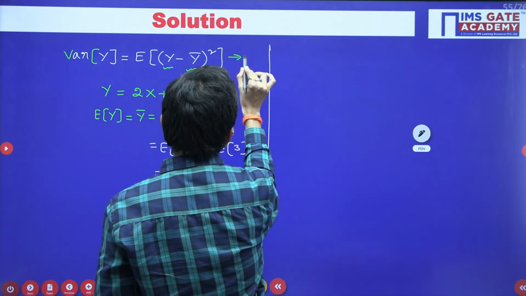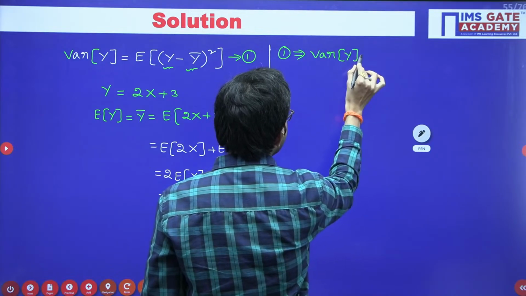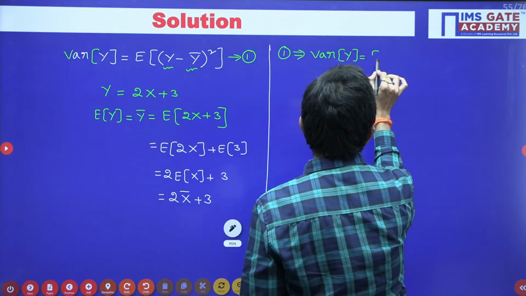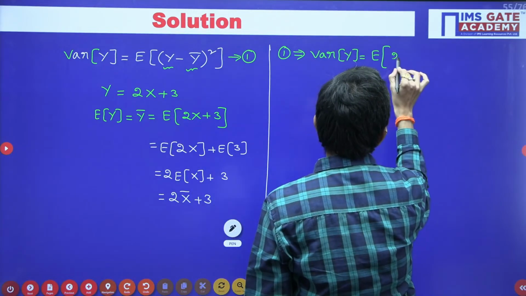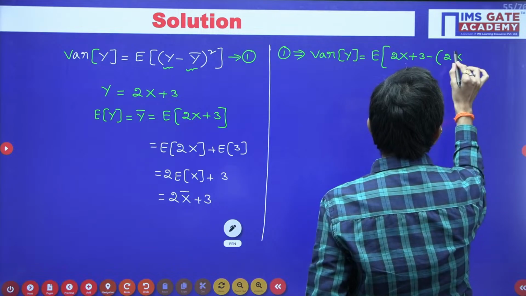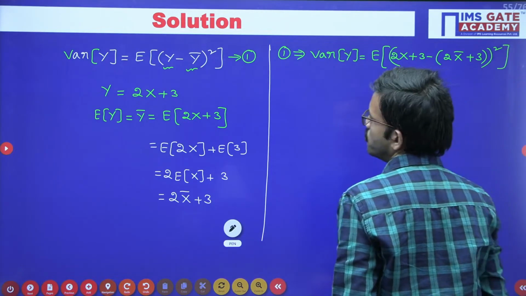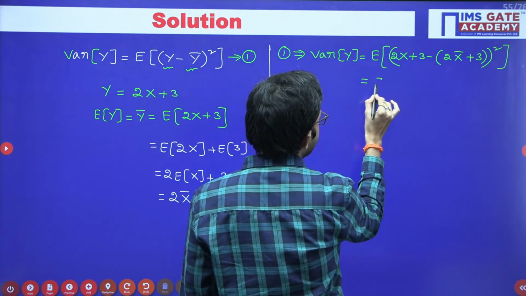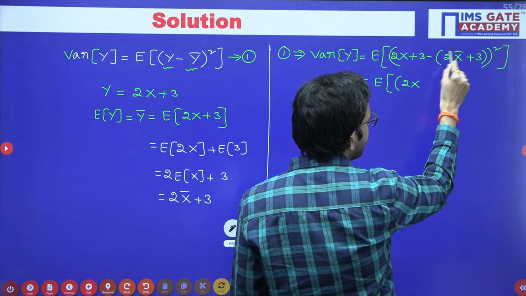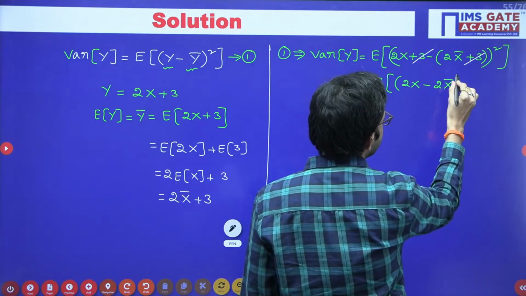Suppose this one I am labeling as equation 1. Variance of y is equal to expectation of y, which is 2x plus 3, minus y bar, which is 2 into x bar plus 3, and then this overall term is squared. Now inside the expectation, the plus 3 and minus 3 get cancelled. So you are getting 2x minus 2 into x bar whole square.